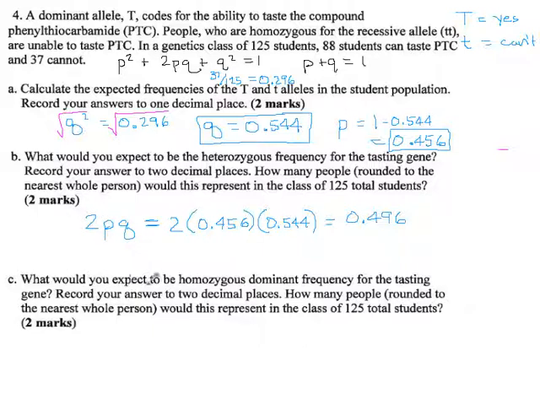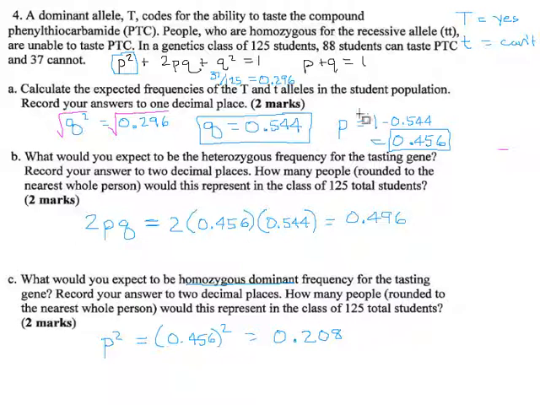And then they say, what would you expect to be the homozygous dominant frequency? Well, homodominant is the p squared group. These are the ones who have the dominant allele twice. p squared is 0.456 squared, which is, calculator, I get 0.207936, but just to keep it at 3 decimal places like everything else I've done, I'm going to say 0.208.